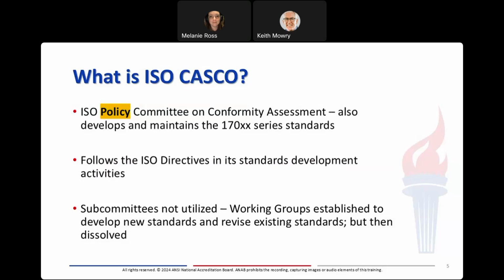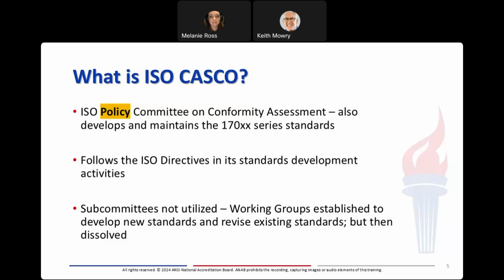Now, what is ISO CASCO? Well, ISO CASCO is the ISO Policy Committee on Conformity Assessment. And in its policy role, it provides support on conformity assessment matters to the ISO Council. Now, the ISO Council is one of the governance bodies within ISO. But actually, the majority of the time and effort in ISO CASCO is spent in the development and maintenance of the 17000 series of standards.